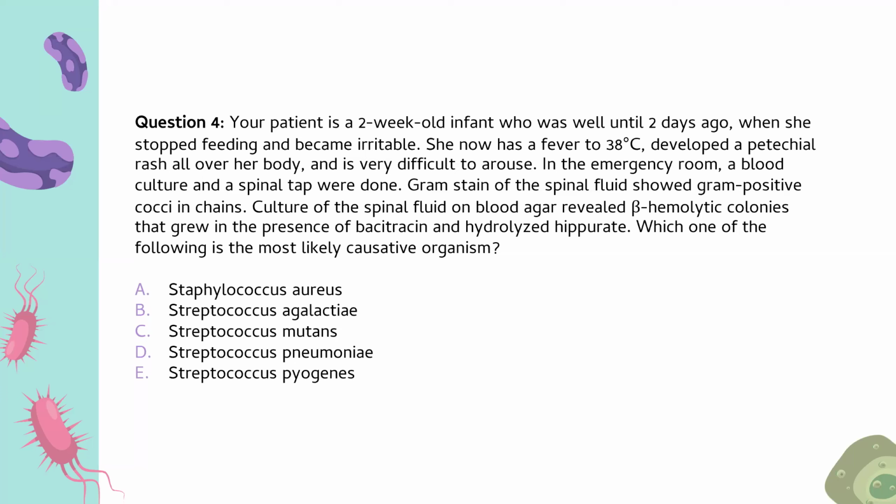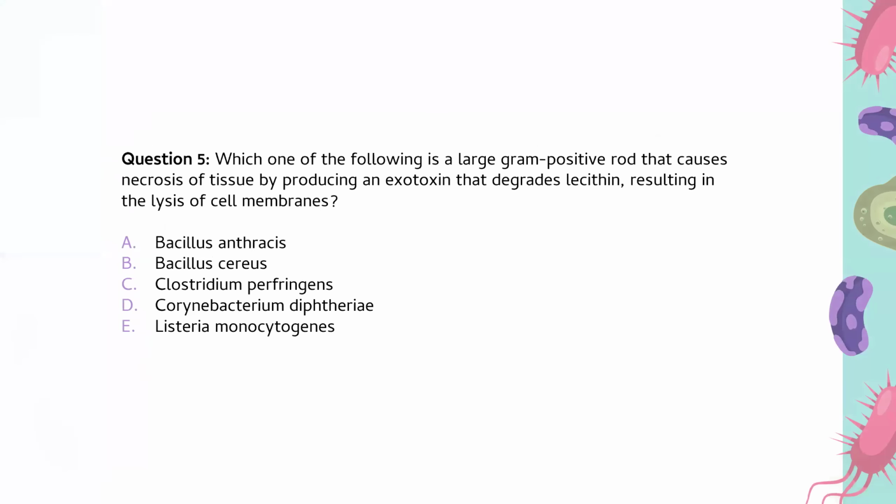Because gram-positive cocci in chains, blood agar revealed beta hemolytic colonies, presence of bacitracin and hydrolyzed hippurate. And the whole point is, in this case, even if I don't really focus on all of those details, 2-week-old infant stopped feeding and became irritable, neonatal meningitis. Irritability, as soon as you see that, think meningitis. So what agent did I tell you guys is the causative one for neonatal meningitis? Strep agalactiae. You guys are absolutely correct. Okay, halfway through the questions.